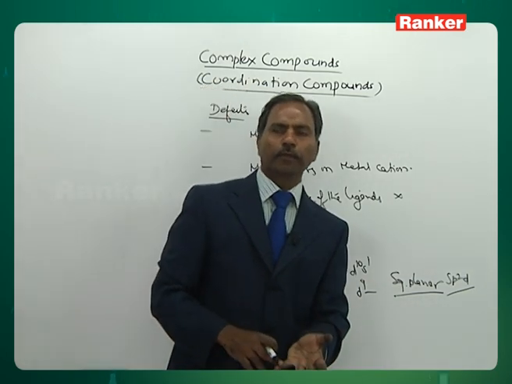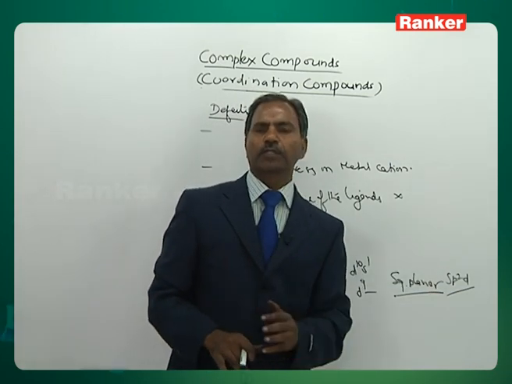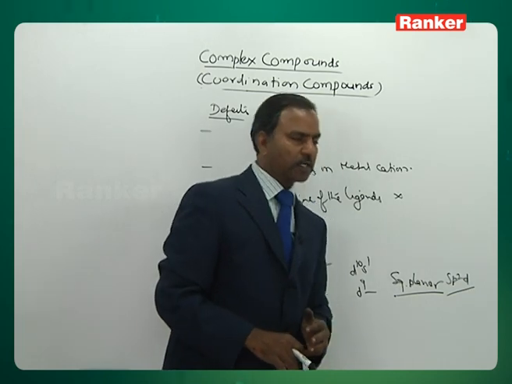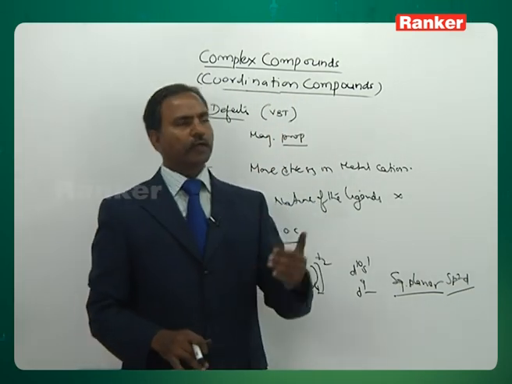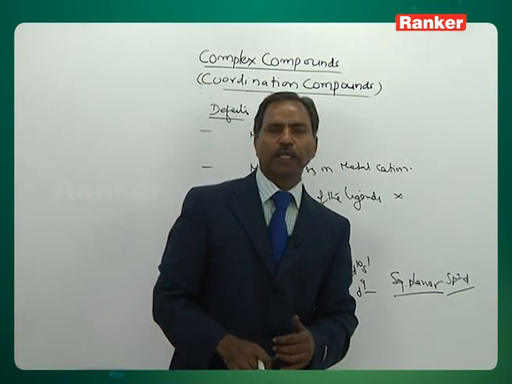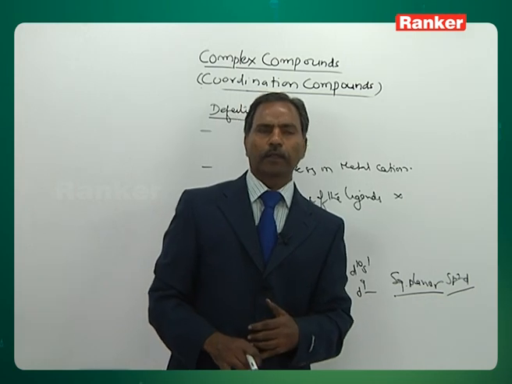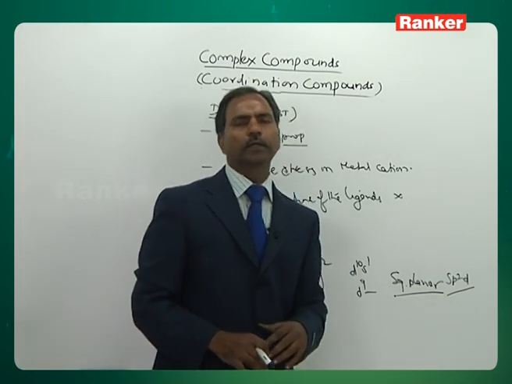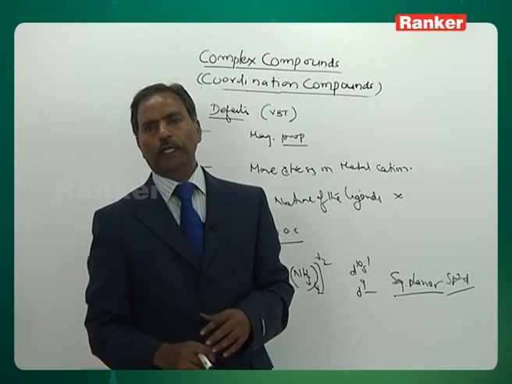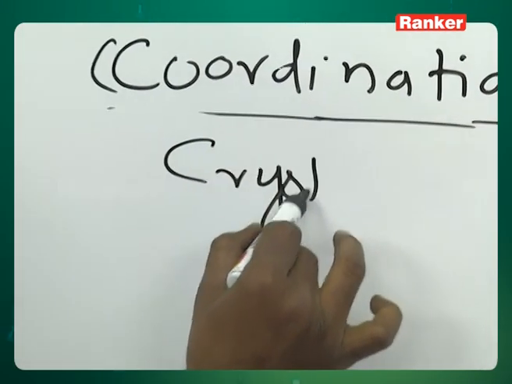So we have seen the postulates of valence bond theory and some of its defects. Next, the advanced theory by which we can overcome some of these defects is crystal field theory. Next, we go into a detailed discussion of crystal field theory.